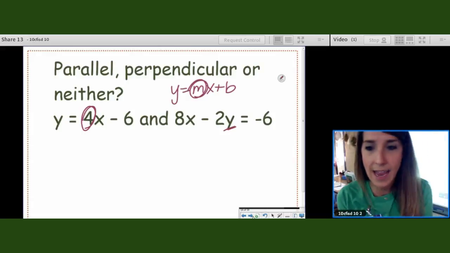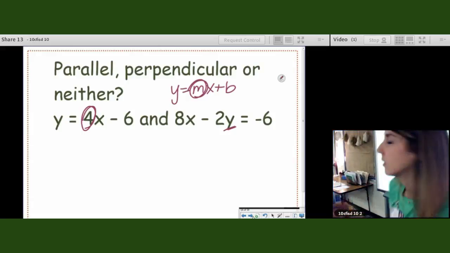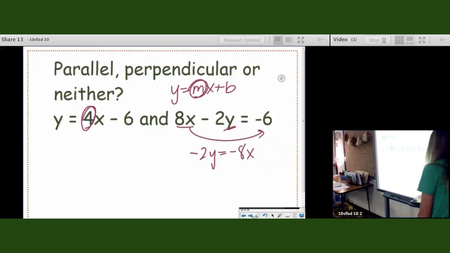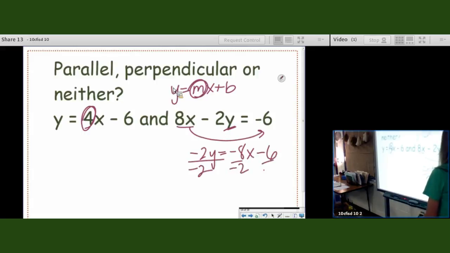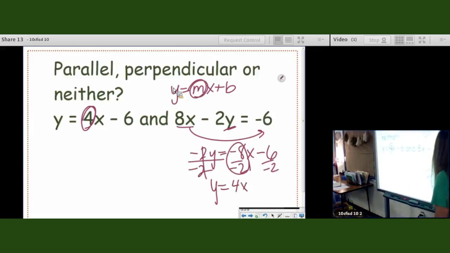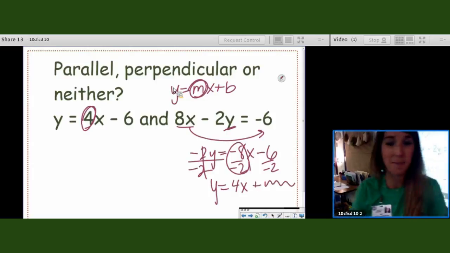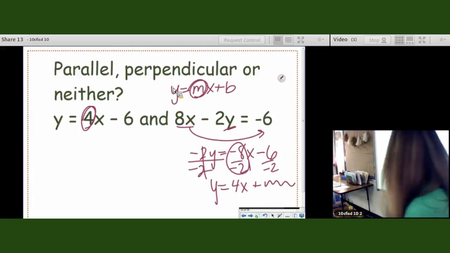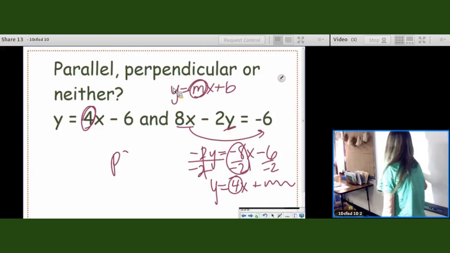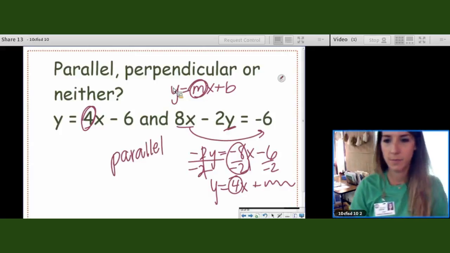The slope is not 8. Are you listening? Slope is not 8. Okay, let's move this guy over. So negative 2y equals negative 8x minus 6. Divide by negative 2. Y equals negative 8 divided by negative 2, 4, x plus, I don't even care what the y-intercept is. It doesn't affect my problem. The slope of the first one was 4. The slope of the second one was 4. So the answer is parallel.